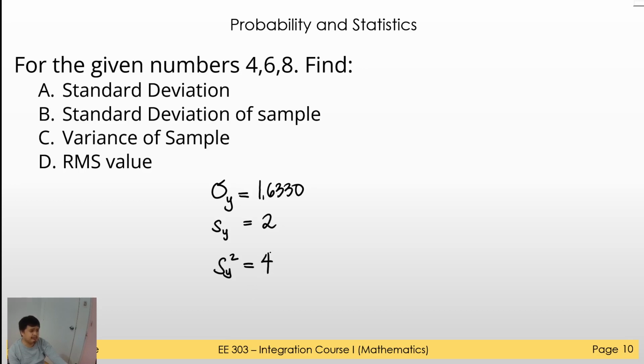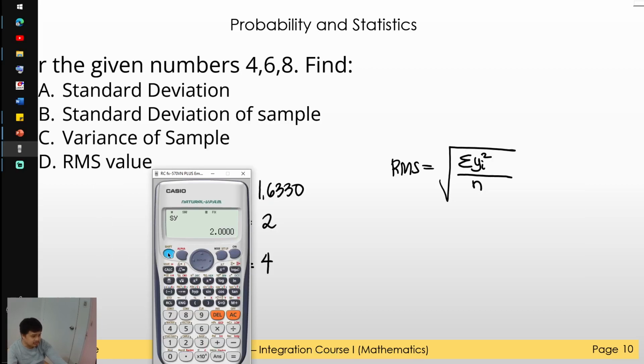So what about the RMS value? The RMS value is equal to the square root of the sum of the squares of our values. So for this case, I'll just input here y, since the variable that we use is y. And then all over the number of data points. So can we utilize a calculator here as well? Actually we can, no? So using your calculator, you can also find it here.